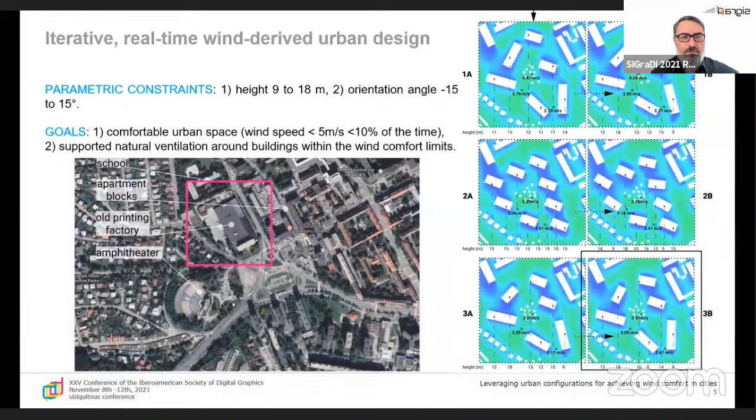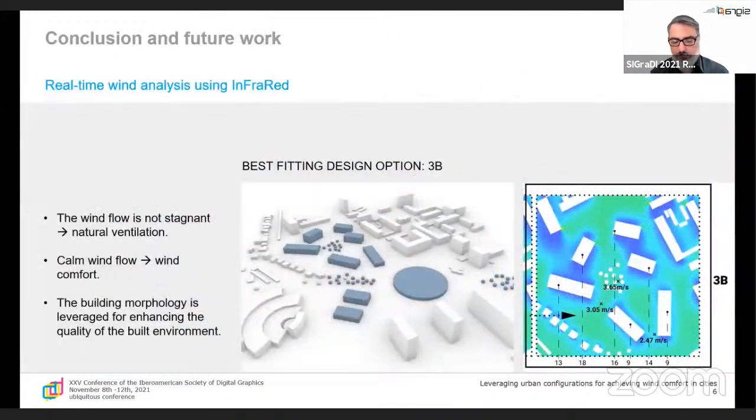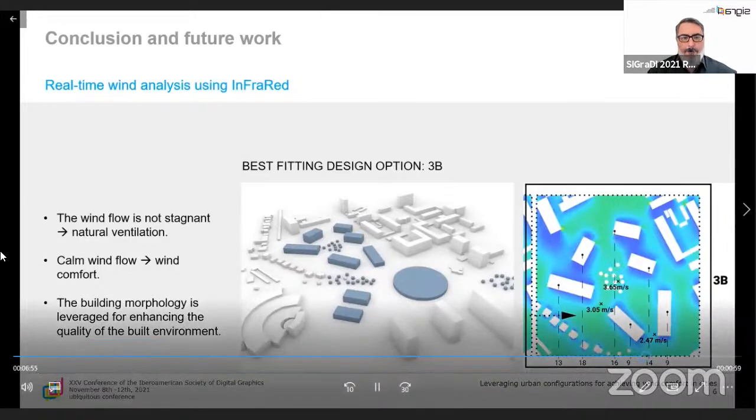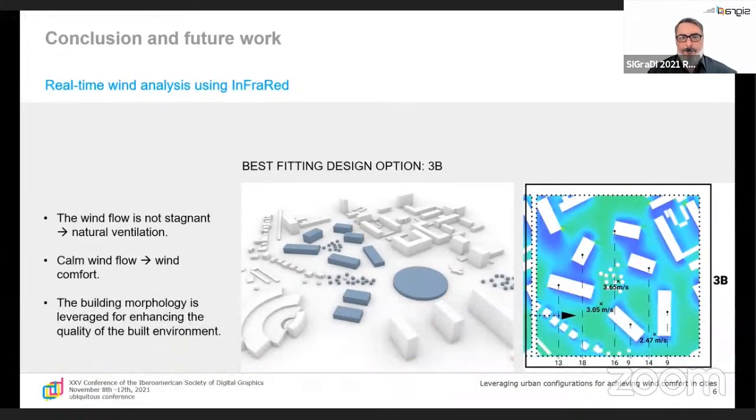Six design options and their performance in the wind can be seen in the picture on the right. Following the design goals, option 3B was selected as the best one. Through the urban case study in Slovakia, the iterative wind-based designing using Infrared and two Grasshopper CFD plugins has enabled fast wind-based optimization of the urban configuration in the early design phase.